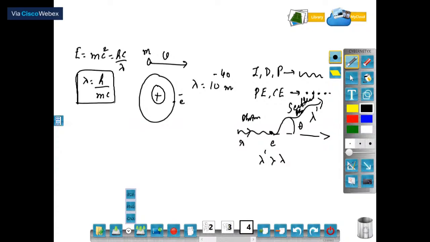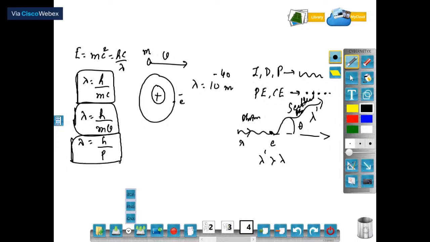But all particles will not move with a speed equal to the speed of light, where c is the velocity of light. In that case, the de Broglie wavelength is lambda is equal to h by mv. And mass into velocity, that is also the linear momentum.